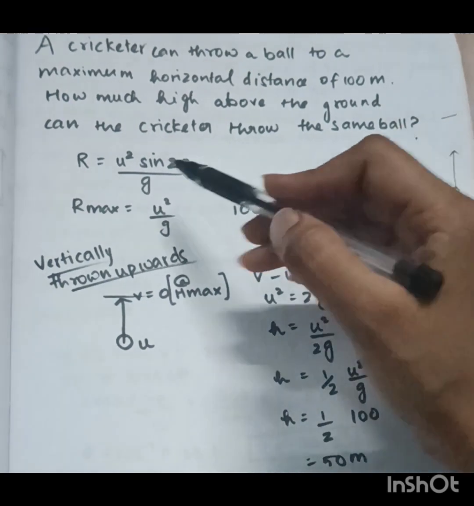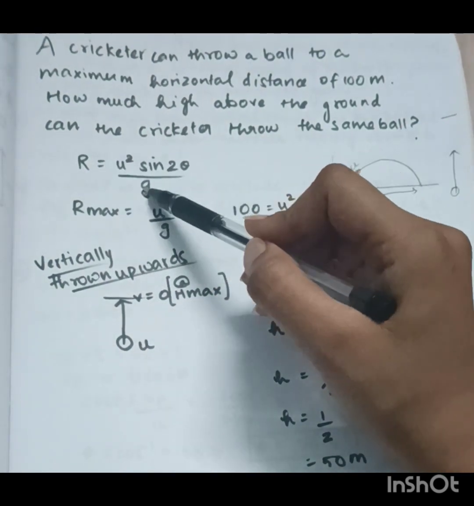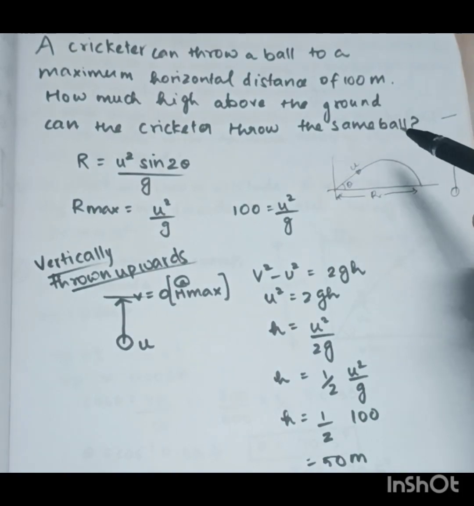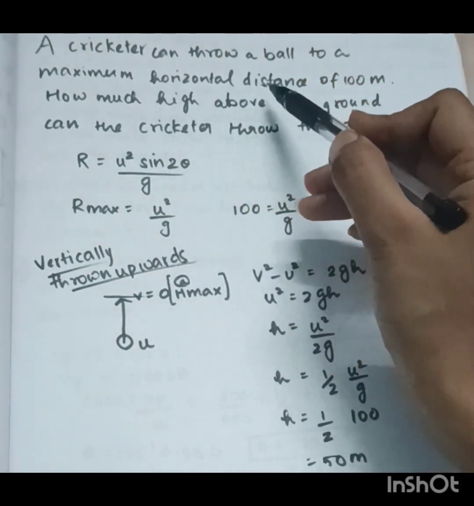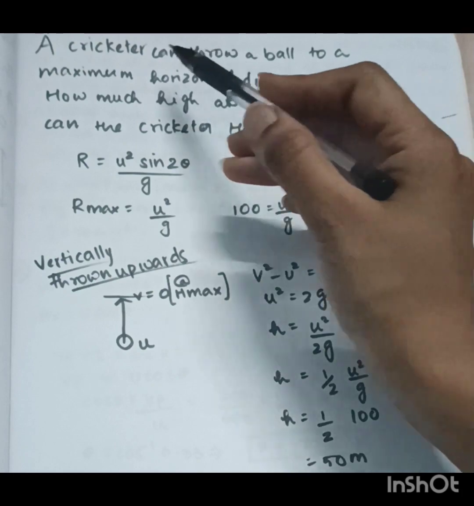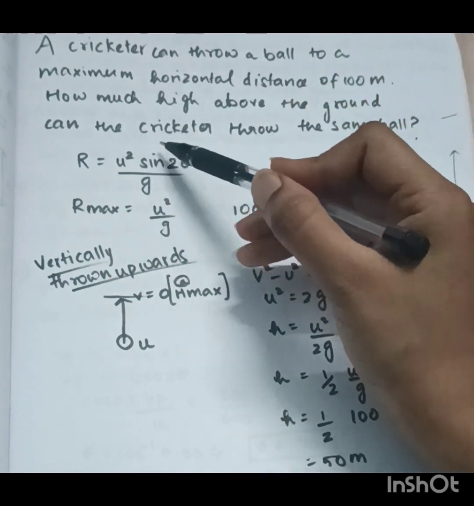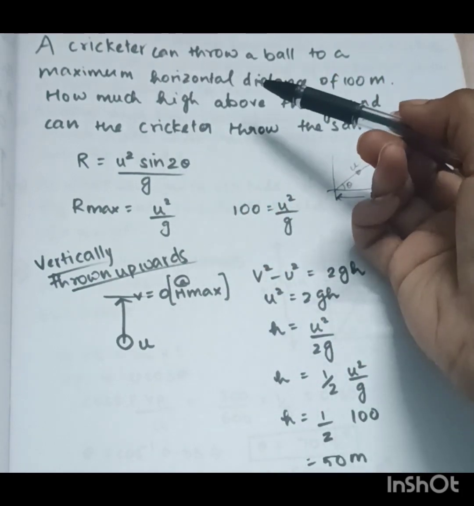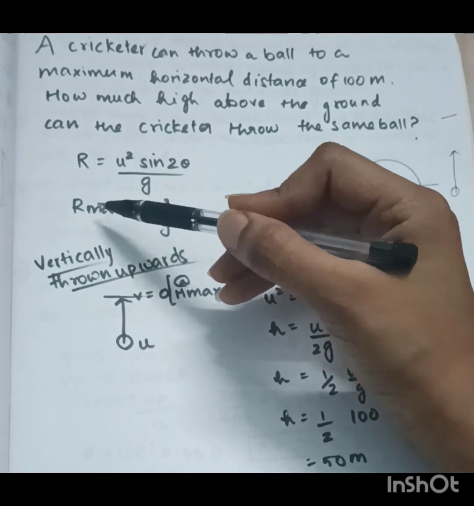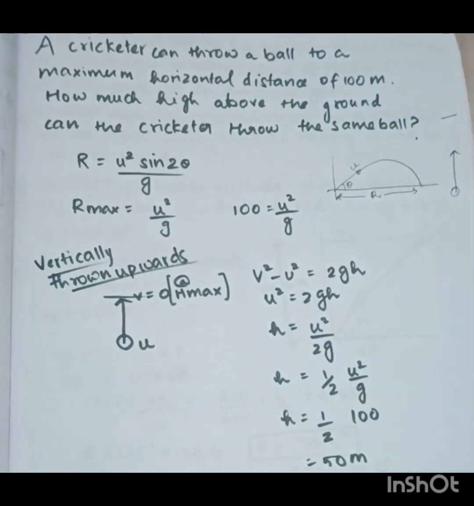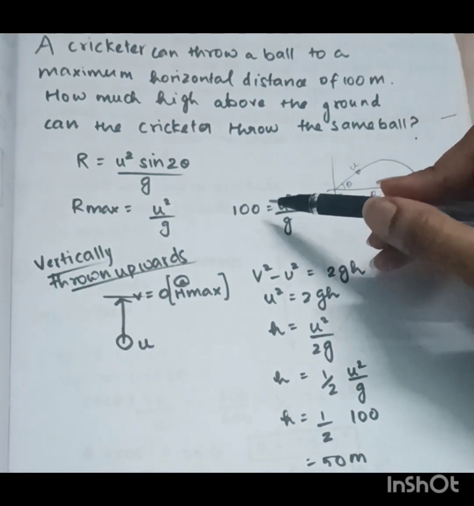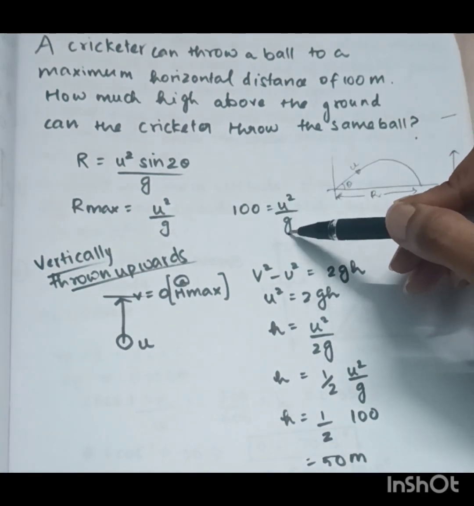Now we know the formula of range, that is u square sine 2 theta by g, and they have given it as maximum horizontal distance. So for maximum horizontal distance, sine 2 theta must be 1 or theta equals 45 degree. So R max equals u square by g. We know R max is 100 meter, that is equals u square by g.